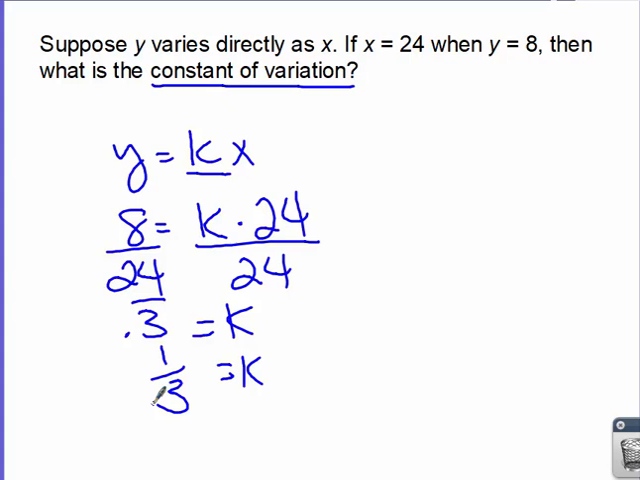Or constant of variation is just the slope. That's all it amounts to. So that's how we work constant of variation or direct variation problems.